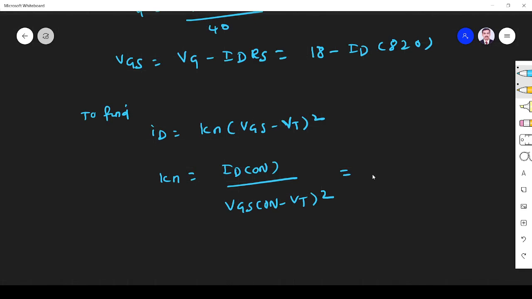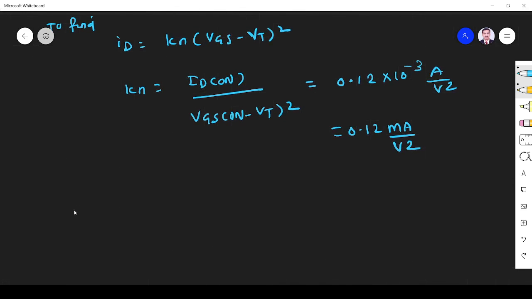So if you simplify, what you get is Kn is equal to 0.12 into 10 power minus 3 ampere per volt square, that is 0.12 milliampere per volt square, right? Now we will find ID. ID is equal to Kn, 0.12 into 10 power minus 3, into VGS minus VT whole square. VGS we found: VGS is equal to 18 minus 820 ID. VT is 5 as per the problem.